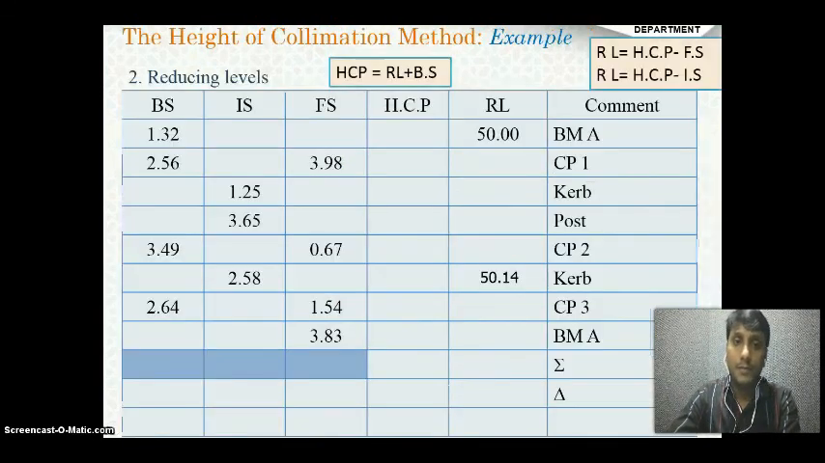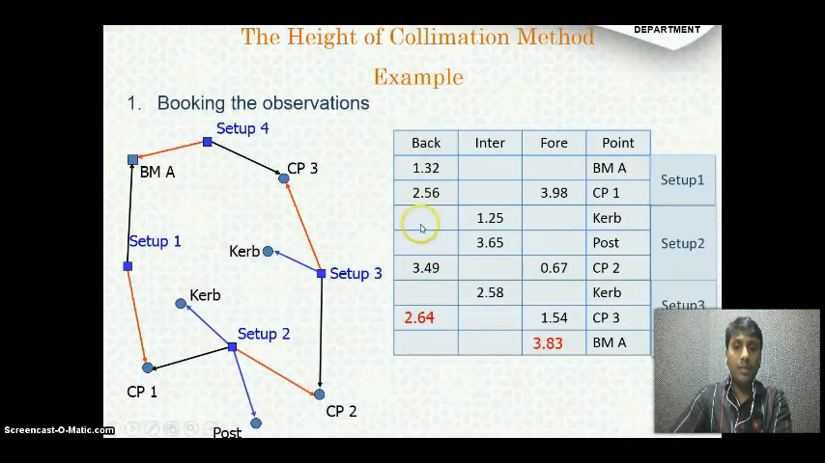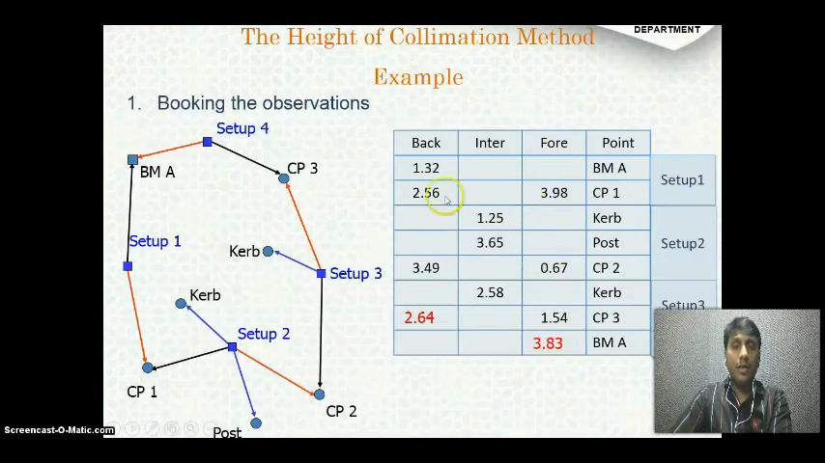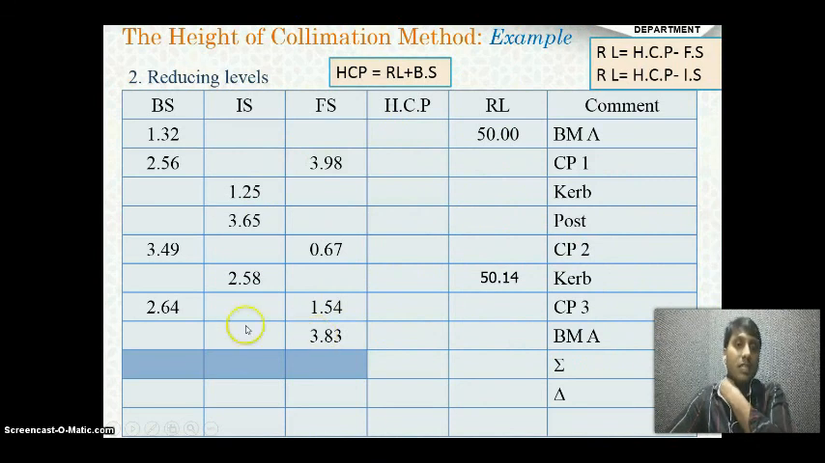So this is the way how to write the readings at backside, intermediate side and at foresight. So this is the table, how to write the values. The tables have already taken the backside values and the intermediate side values. From the previous slide you can observe the backside values are written like this, the intermediate side values are written like this, the foresight values are written like this. This is the general table which you should remember for the height of collimation method.